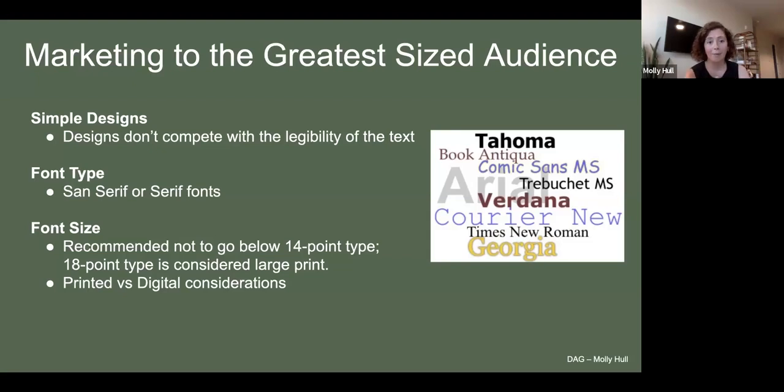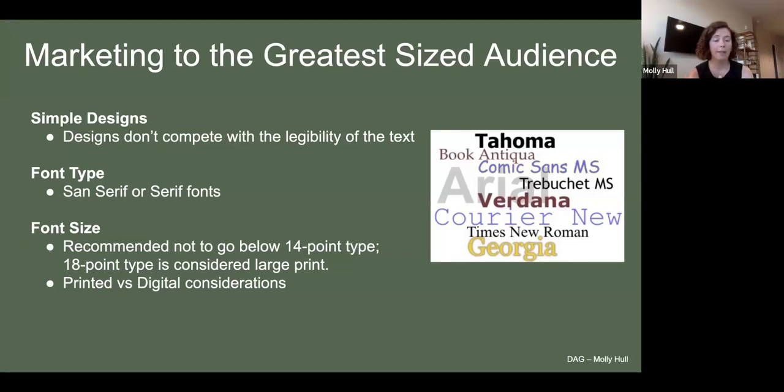Your font type. The best font types are sans serif or serif fonts. And on the right side of your screen are examples of those that might look familiar to you. There's Arial, Verdana, Times New Roman, I would stick to Arial, Verdana, or Calibri.